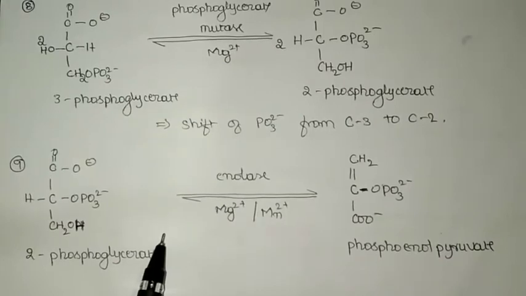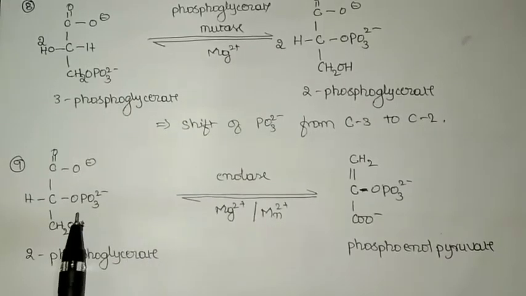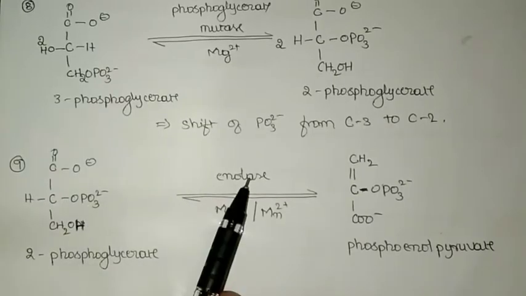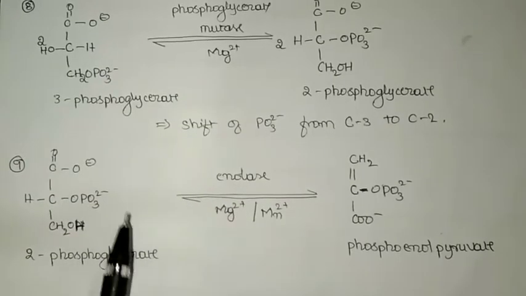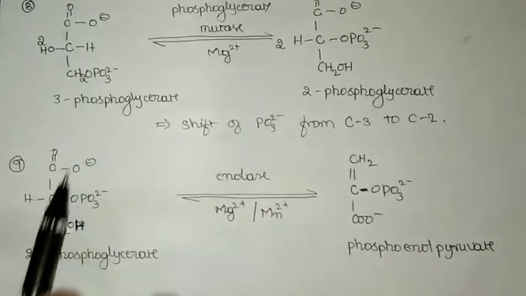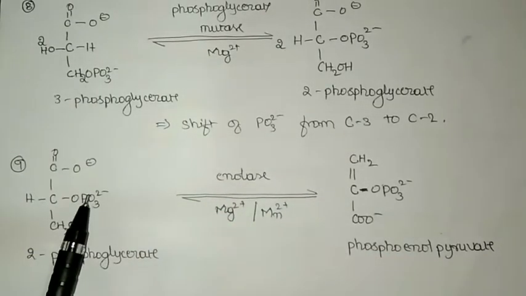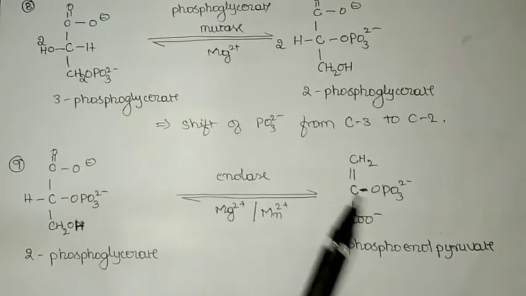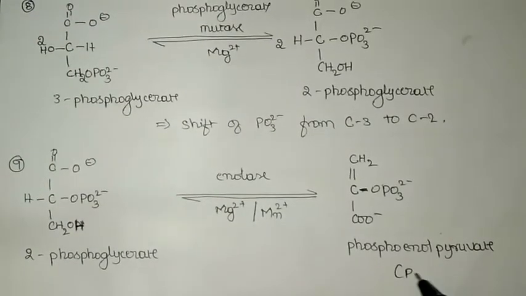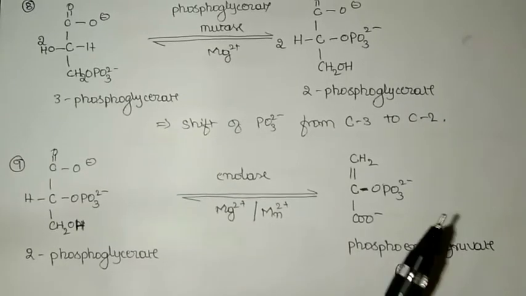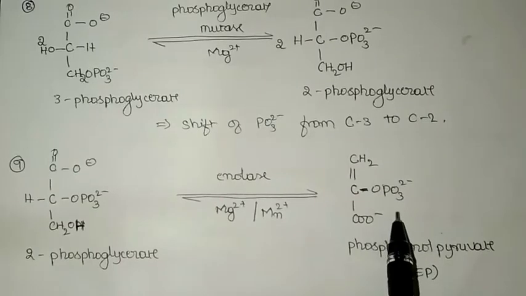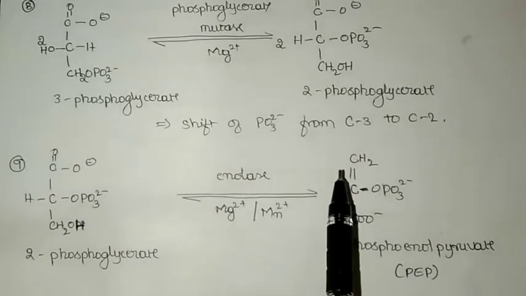Here you can notice there occurs dehydration of 2-phosphoglycerate in the presence of the enzyme enolase, and that causes a redistribution of the energy within the 2-phosphoglycerate molecule. That results in the formation of phosphoenol pyruvate, which can be simply written as PEP, and which contains a high energy enolic phosphate. This is the 9th reaction.